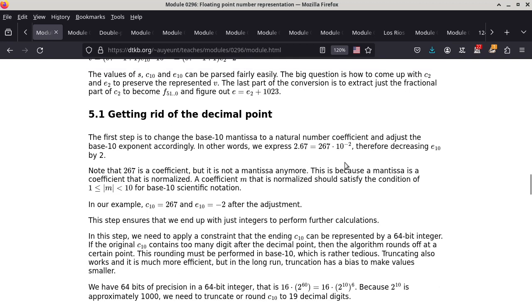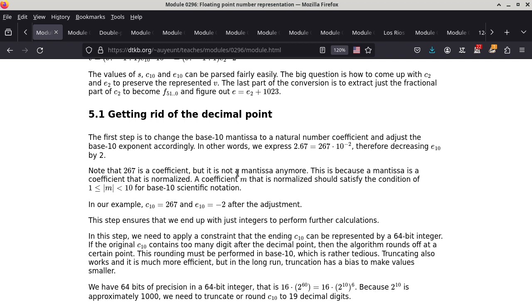All right, so we are looking at a specific example. In this case, we want to express 2.67, which is also 267 times 10 to the power of negative 2. 2.67 is what someone would type on a keyboard as the value they want to represent. However, if I don't want to use double or float as a type, how am I supposed to represent the value 2.67?